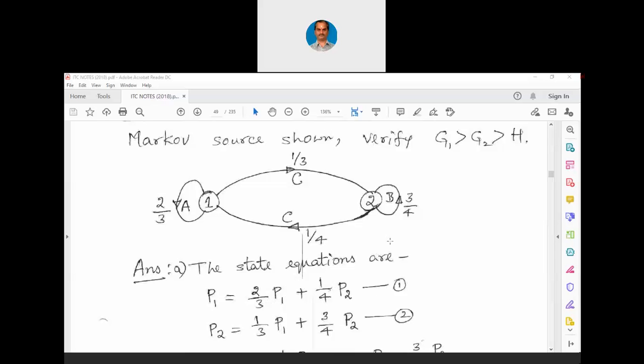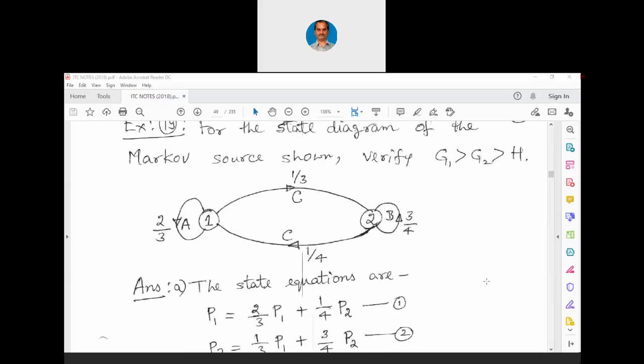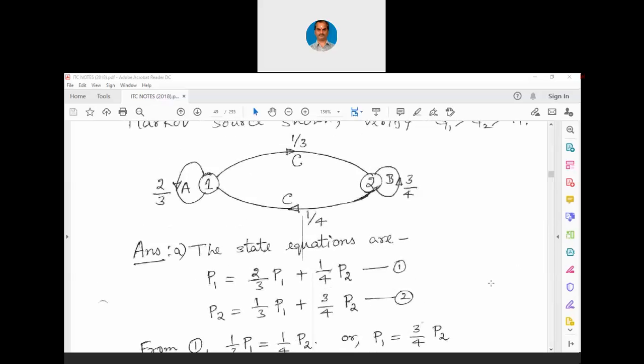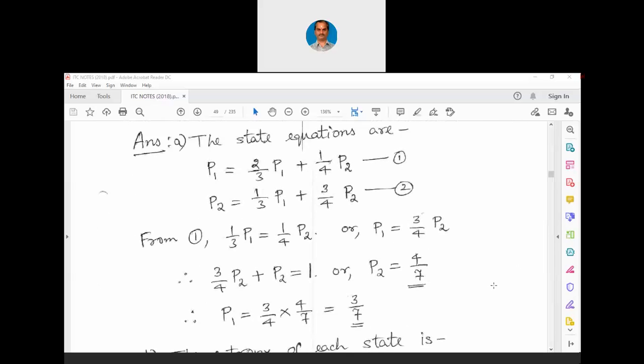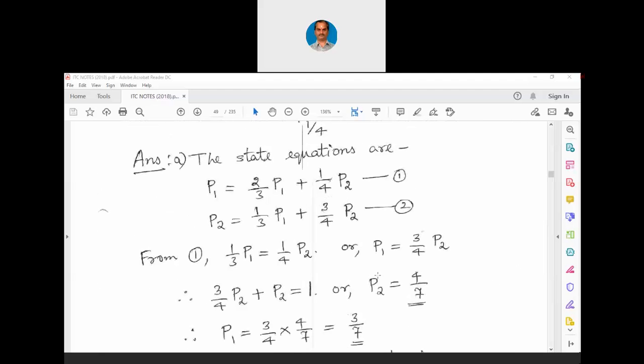Similarly, P2 is 1 by 3 P1 plus 3 by 4 P2. State 2 is receiving C, and the probability is 1 by 3, and it receiving B is 3 by 4. So that way 1 by 3 P1 plus 3 by 4 P2. Now we have two unknowns and two equations. Solving them, we get P2 equals 4 by 7 and P1 equals 3 by 7. As I have been telling you always, it is better that you also work out all these exercises on your own to become familiar with these procedures.